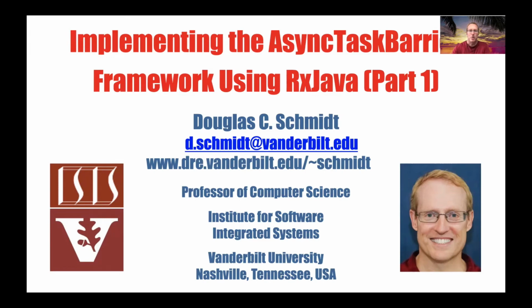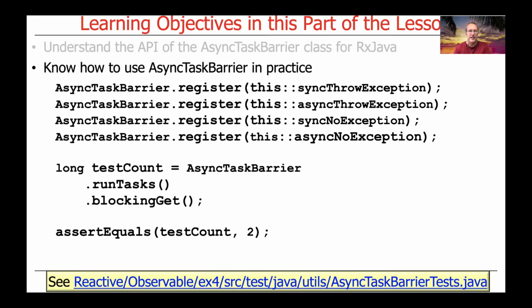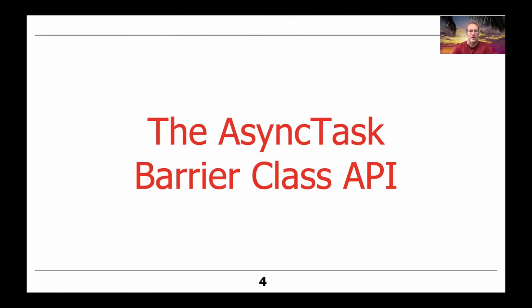So we're now going to talk about part one of how to implement the async task barrier framework using RxJava. The first part of this discussion will describe the API of the async task barrier class that is provided for RxJava, which is ever so slightly different from the one that's used for Project Reactor because the types are different, having to do with how you wait for things to finish asynchronously. And then I'll briefly walk through a test program to demonstrate how you can use the async task barrier in practice and show you some very interesting little features that took me a while to get right.